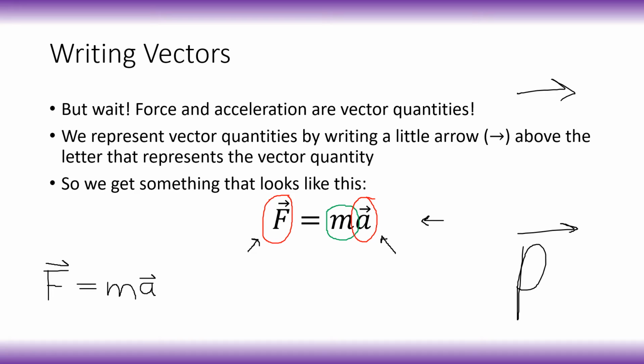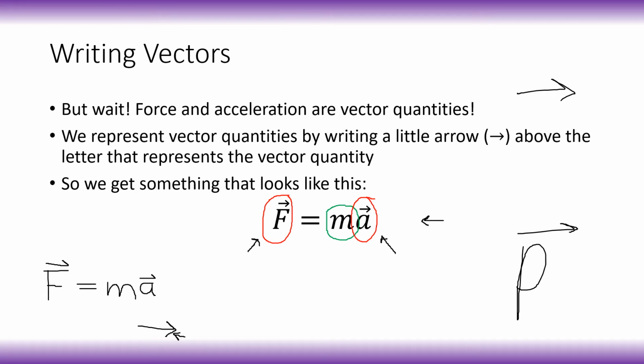So I use these sort of half arrow things where I don't worry about the bottom part of the arrow, I don't worry about this part right here. But yeah, some sort of arrow above the letter will do the trick. And there are other ways to write down vectors.